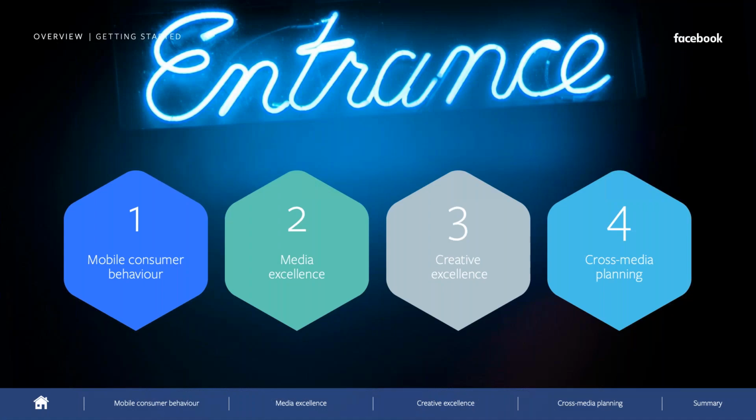Brilliant Basics consists of 3 different planning principles: media excellence, creative excellence, and cross-media planning. But before we start, I would like to give you a short introduction to how people tend to use our platforms in a mobile world. I find it quite useful to have this in the back of your mind when you think about Brilliant Basics.